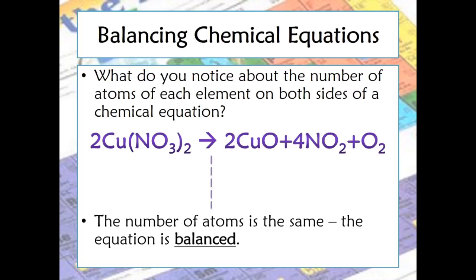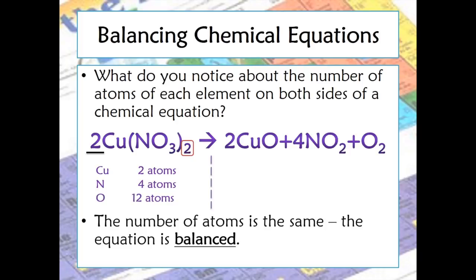On the left side, we have 2 copper nitrate molecules. Each molecule has 1 copper atom and 2 nitrates. The nitrate is made of 1 nitrogen atom and 3 oxygen atoms. So if we have 2 nitrates, as indicated by the subscript 2, that means we have 2 nitrogen atoms and 6 oxygen atoms in this copper nitrate molecule. But since we have 2 molecules of copper nitrate, we have double the number of atoms that would be in one molecule. That means we have 2 copper atoms, 4 nitrogen atoms, and 12 oxygen atoms on the left side of the equation.